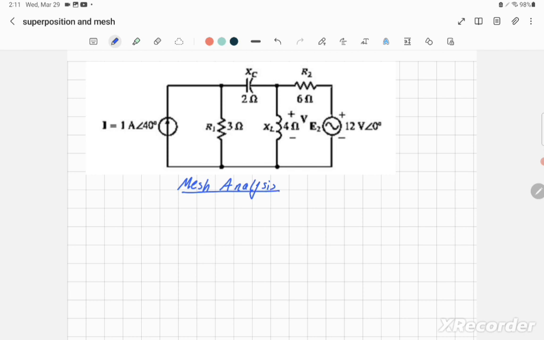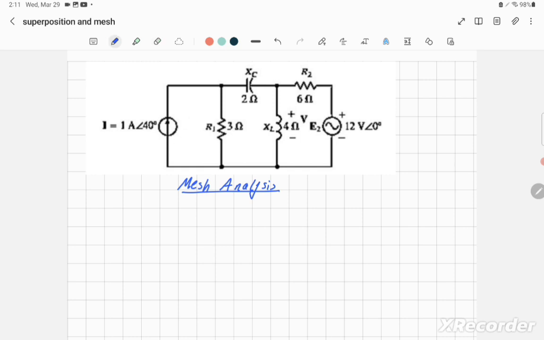To do the mesh analysis, it's better to have voltage sources. So in this circuit, you will see that we have a voltage source on the right hand side, but we have a current source on the left hand side in parallel with the 3 ohm resistance. So the first step I'm going to do is convert the current source into a voltage source.